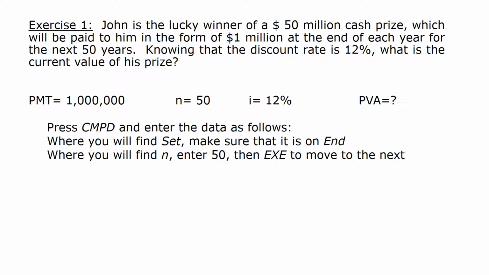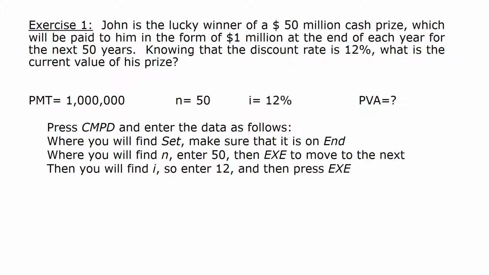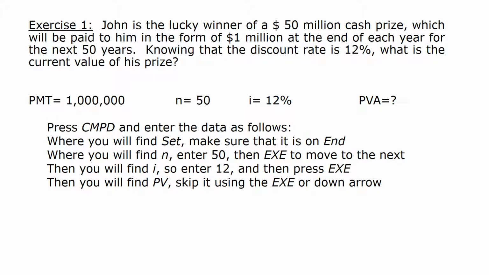Then press execute. Then you will go to I. I is the interest rate, and here we have 12%. Enter it in your calculator as 12 and press execute. Then you will find PV, the present value. Skip it for now and we'll come back to it later.